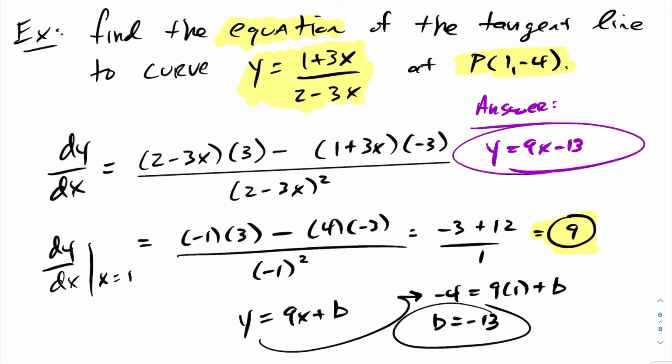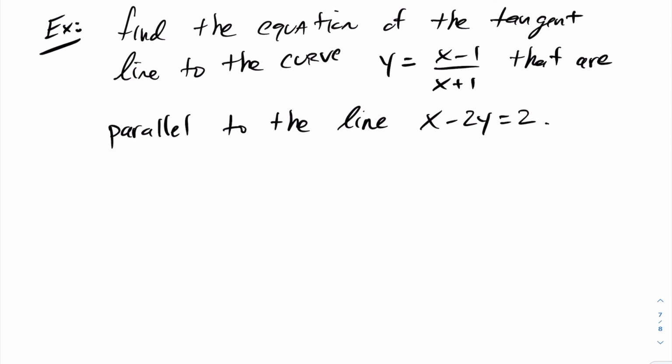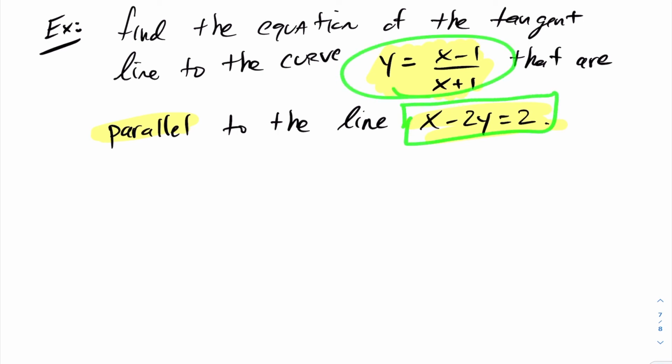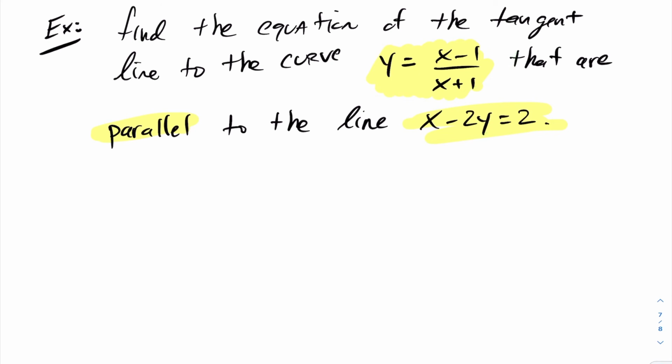All right, let's try another. So for this equation here, they want you to find the equation of the tangent line to the curve y equals (x minus 1) over (x plus 1) that are parallel to this line here. So if the slope of the tangent line on our curve here were to be parallel to this linear equation, the straight line here, we would have to have the same slope.